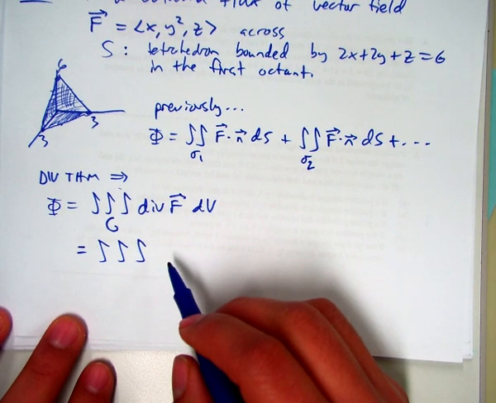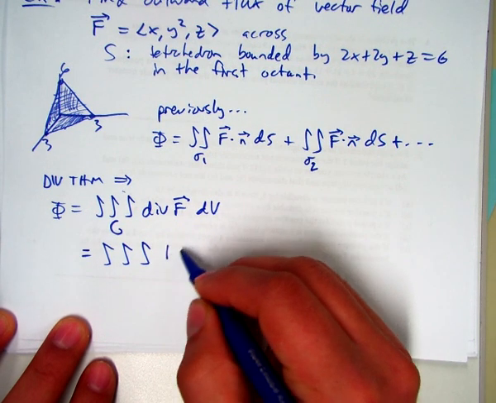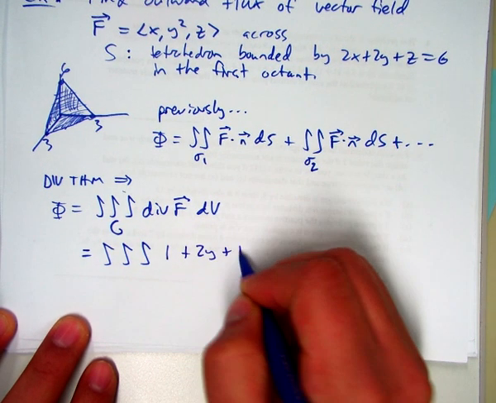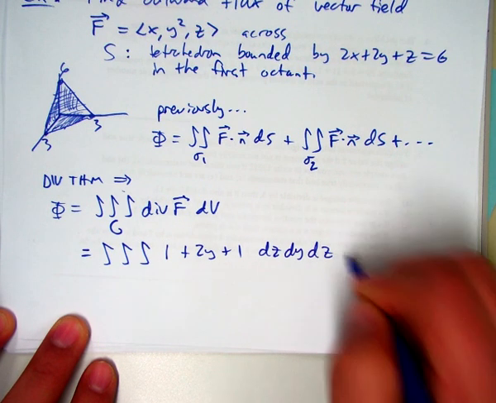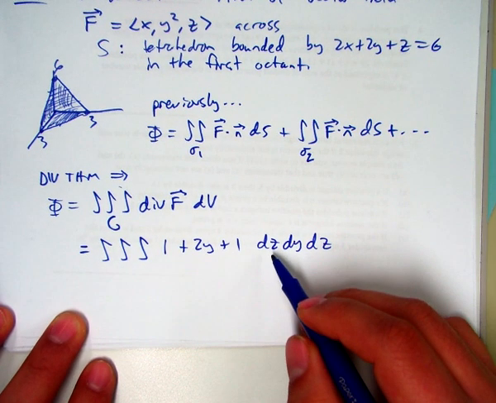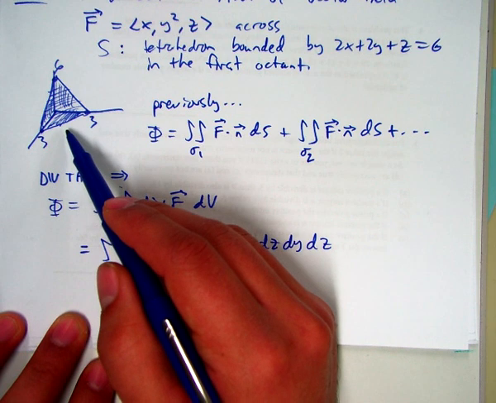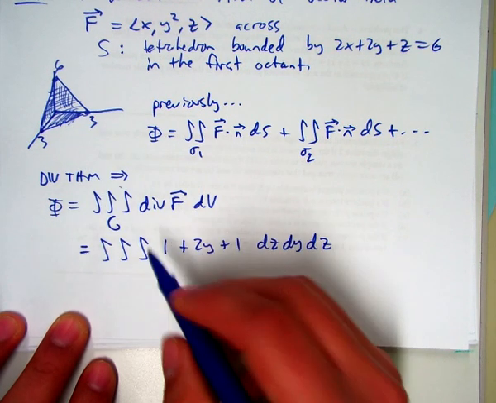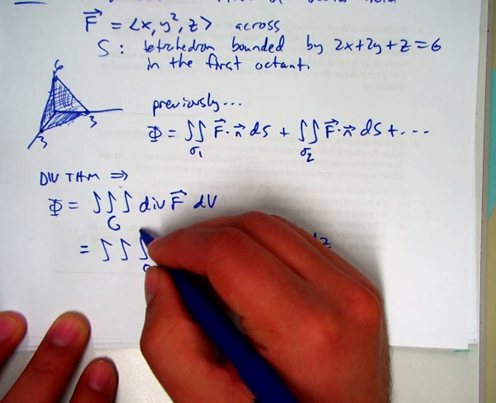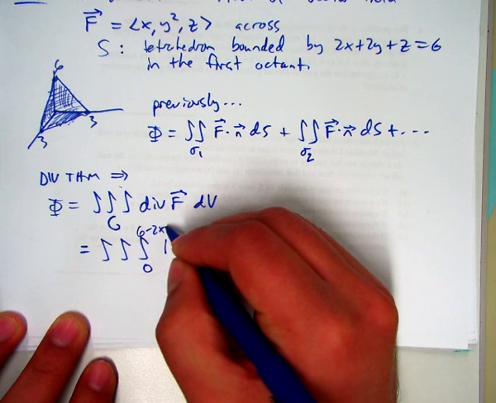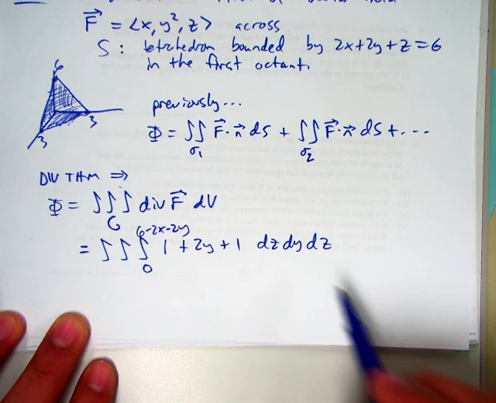Divergence of this vector field would be what? 1 plus 2y plus 1. Let's go dz, dy, dx. If we're going z first, z is going from 0 to, solve for z up here, 6 minus 2x minus 2y. And now for the... Did I just write dz twice? Yes, I did.